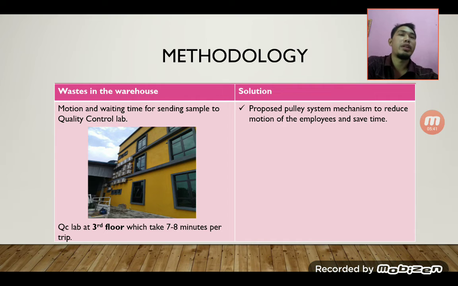Second is waste in motion and waiting time for sending samples to the quality control lab. This is because the QC lab is located on the third floor, which takes 7 to 8 minutes per trip. The solution is to propose a pulley system mechanism so that it can reduce the motion of the employees and save time.